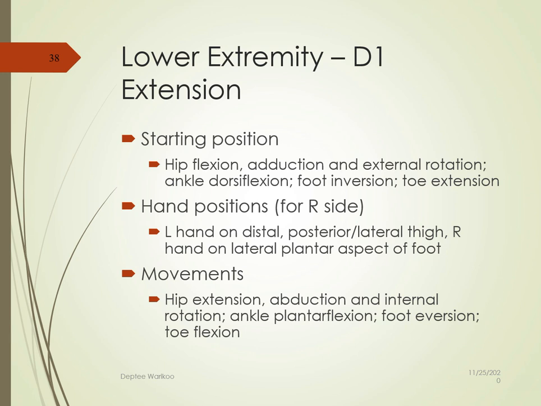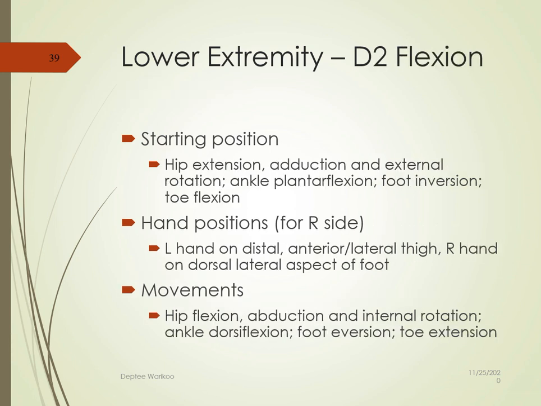Then the next one is the D1 extension pattern. We will be starting with hip flexion, adduction and external rotation, ankle dorsiflexion, foot inversion, toes in extension. And once we cross the diagonal pattern, D1 extension will end with hip in extension, abduction and internal rotation. Knees again could be neutral, flexion or extension. Ankle could be in plantar flexion and eversion, and toes in flexion.